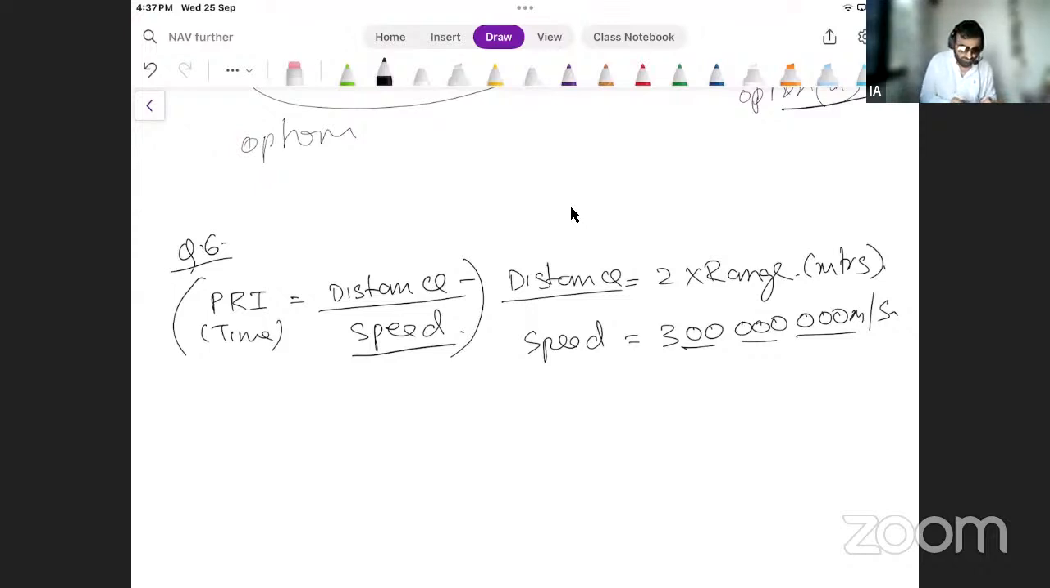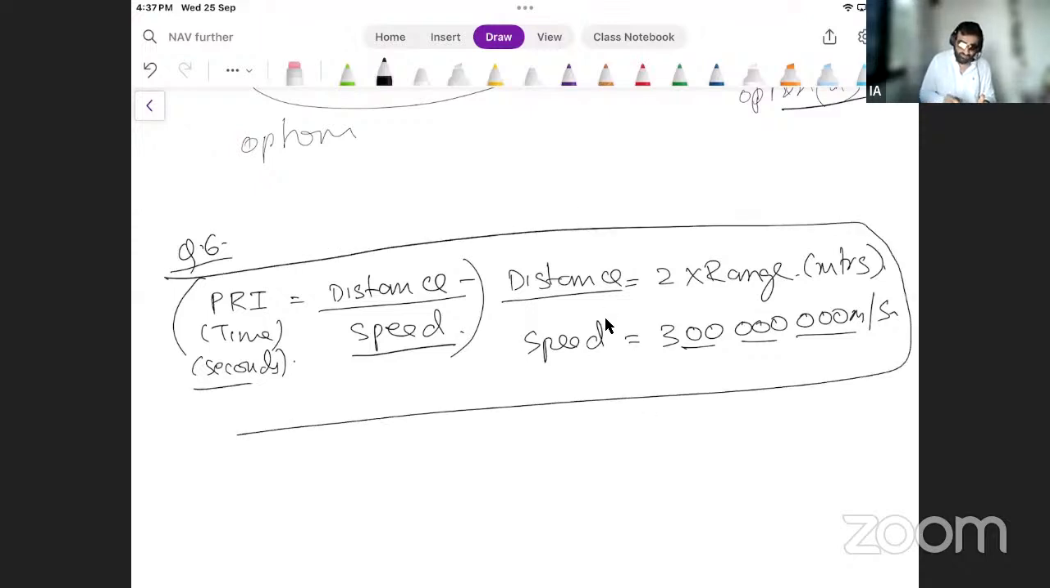It will also be in seconds in this formula. So I'll have to convert microseconds to seconds and seconds to microseconds, however, it's going to impact. Secondly, remember this formula is very important, the units are very important, and distance is twice the range, which is very important.